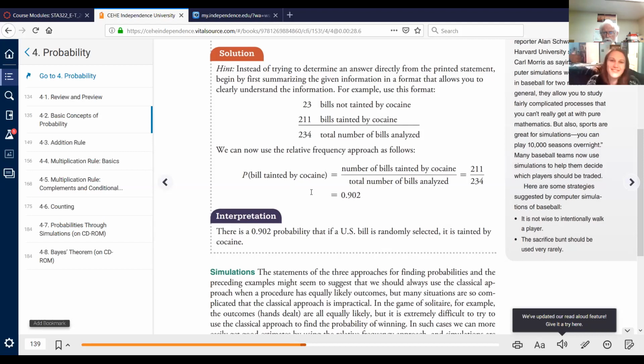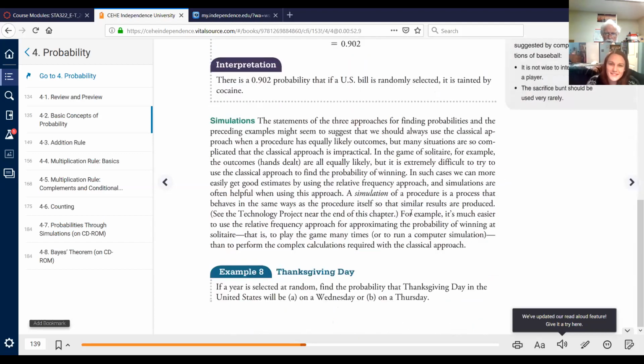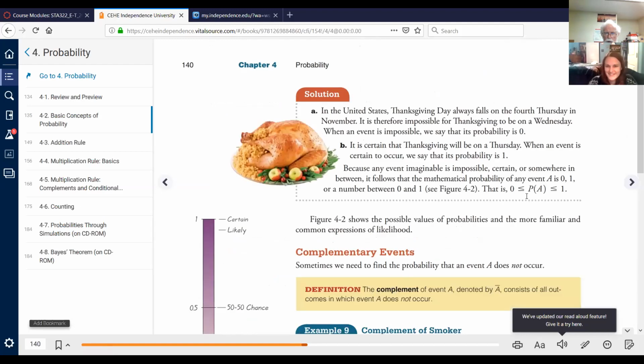So it looks like an awful lot, over 90% of these things are contaminated. Yeah, that's crazy. That may or may not be true. Okay. Let's talk about the range of probabilities.